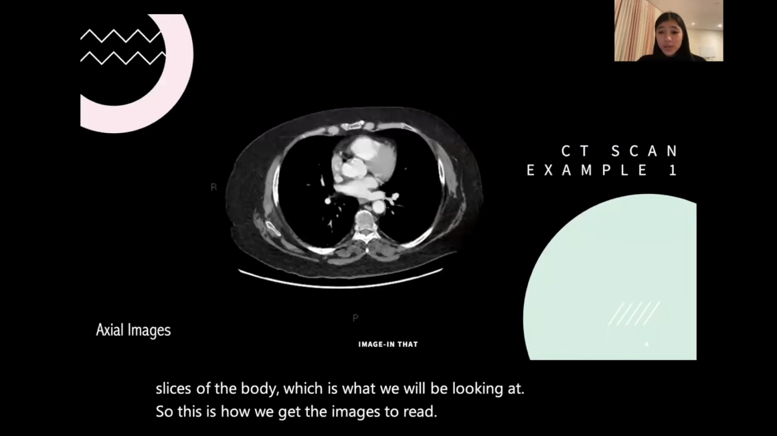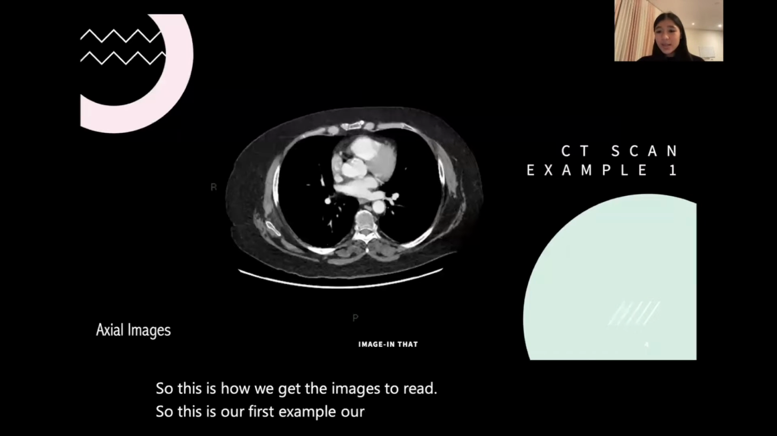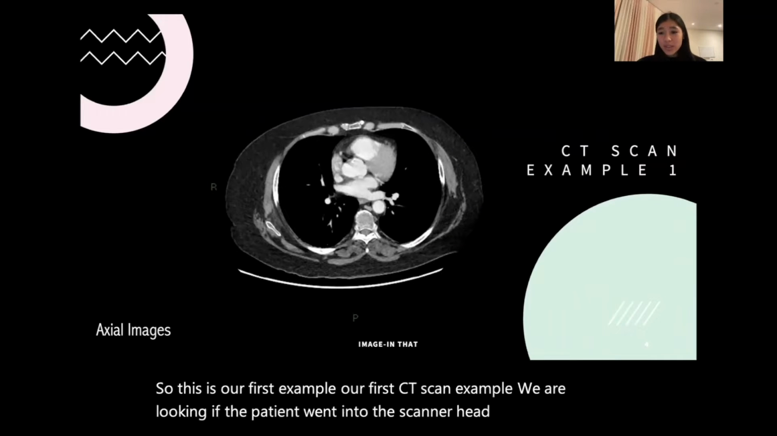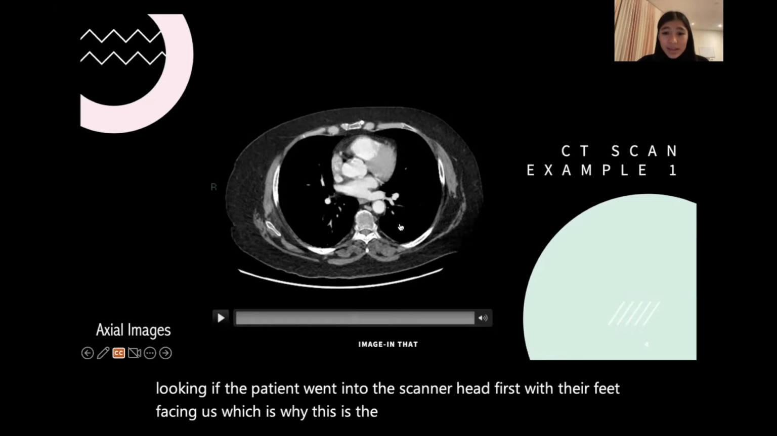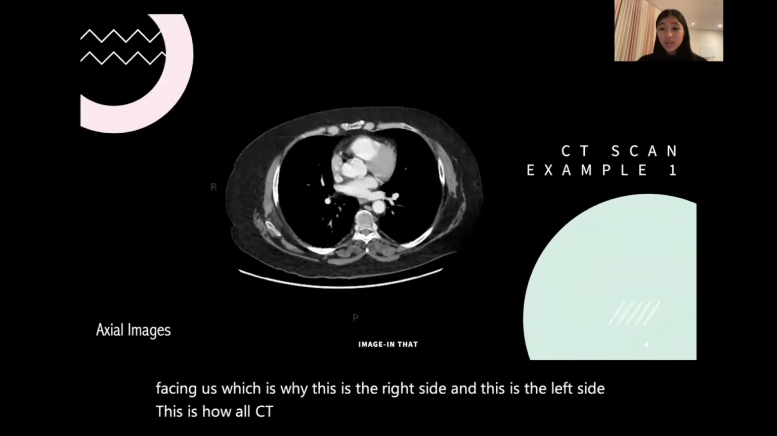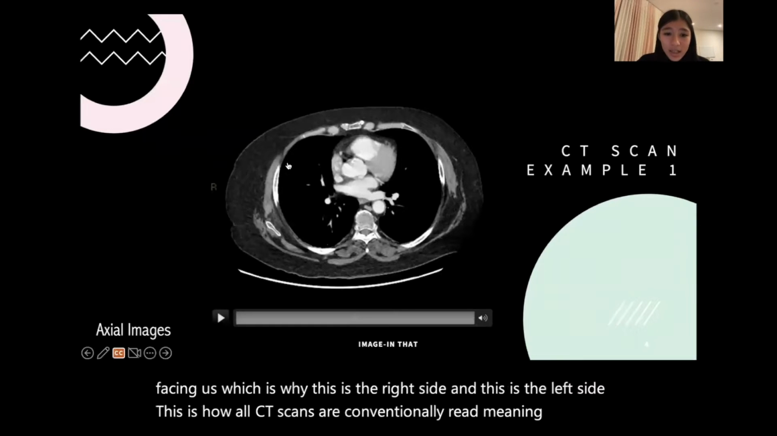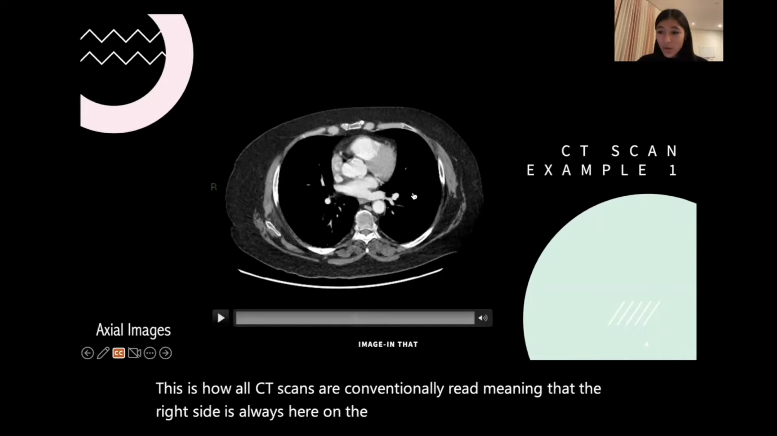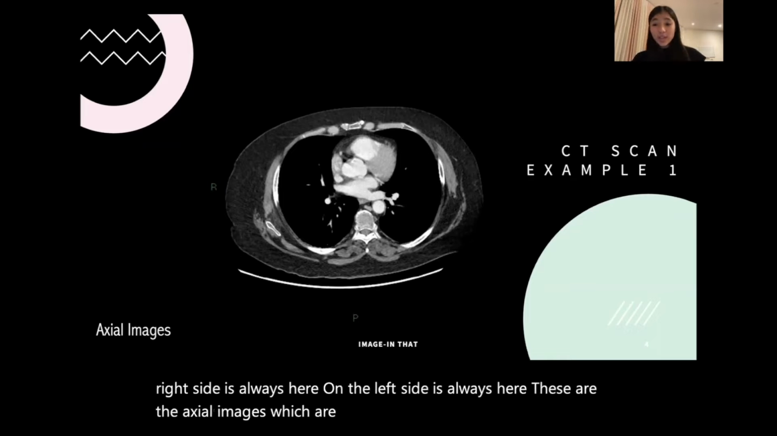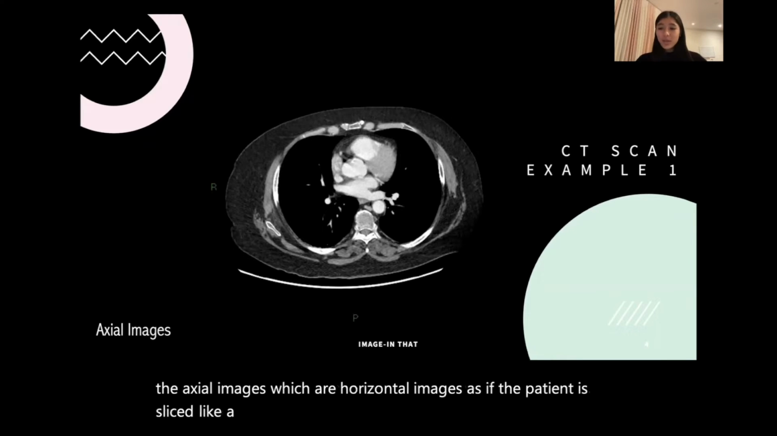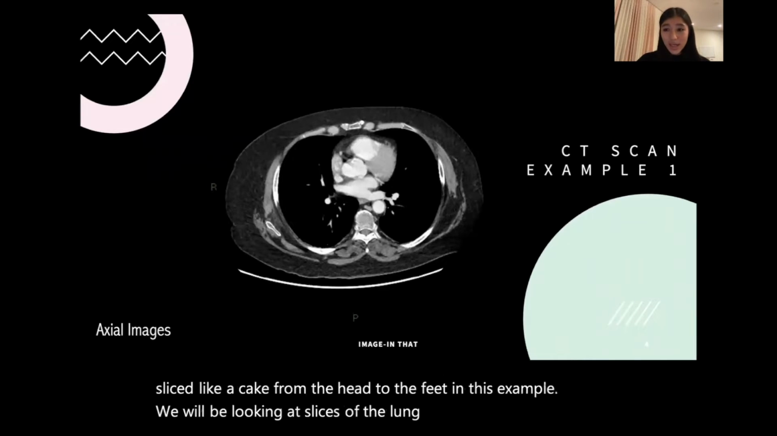So this is our first CT scan example. We are looking as if the patient went into the scanner head first with their feet facing us, which is why this is the right side and this is the left side. This is how all CT scans are conventionally read, meaning that the right side is always here and the left side is always here. These are the axial images, which are horizontal images as if the patient is sliced like a cake from the head to the feet. In this example, we will be looking at slices of the lung bases down to the hips.